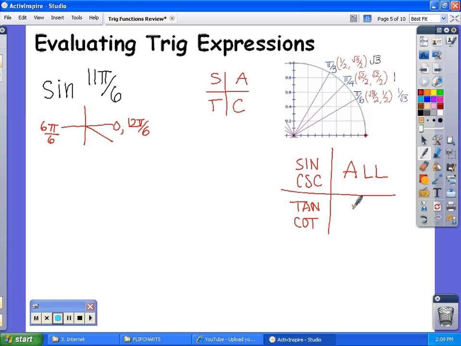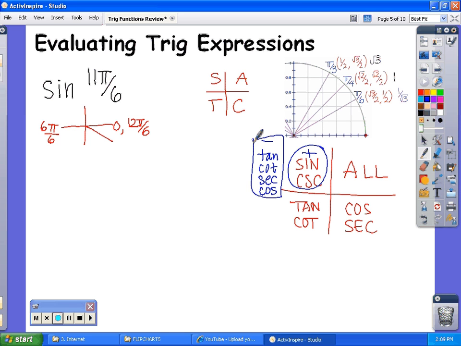Therefore, in the second quadrant, these are all positive. The other 4 are what? Tangent and cotangent, secant and cosine. These are all negative in the second quadrant. That is how you use this. If it's not positive, then it is negative. If only these 2 are positive in the third, then the other 4, not labeled, are negative in the third.